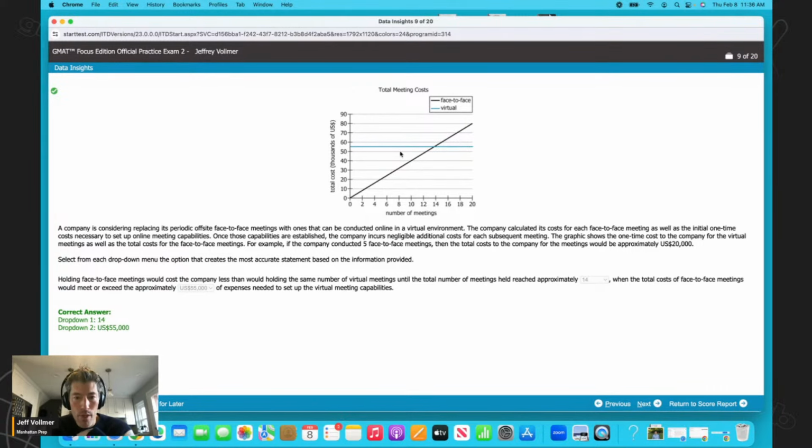Yeah, so this is the inflection point, which we said was really important here, right? The virtual meetings are more expensive. The face-to-face meetings are cheaper until you get to this inflection point, which happens at 14 meetings, when the total cost of the face-to-face meetings would equal the total cost of the virtual meetings. And the total cost of the virtual meetings is just the initial one-time costs necessary to set up online meeting capabilities. Once that's established, there's negligible additional cost. So set up the online meetings, 55,000 bucks. That is still the cost once you've held 14 meetings.